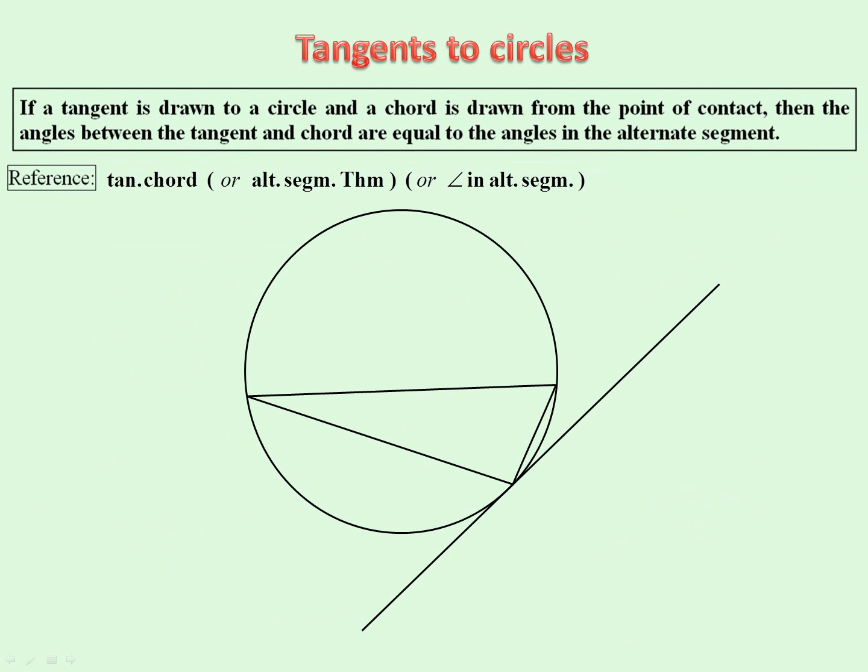So, there's the theorem. If a tangent is drawn to a circle and the chord is drawn from the point of contact, then the angles between the tangent and chord are equal to the angles in the alternate segment. So there's the tangent, there's the chord. We know that is equal to the angle in the alternate segment. Now the question is, we still haven't dealt with the fact that there's an S on that angle.